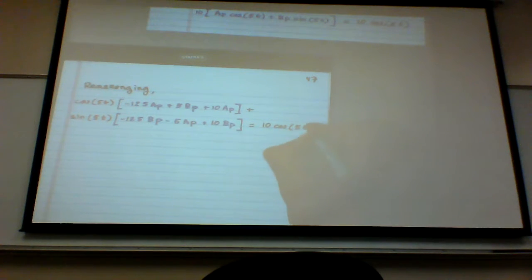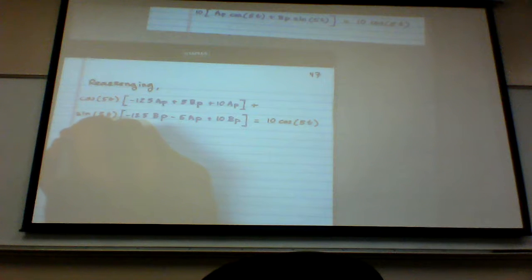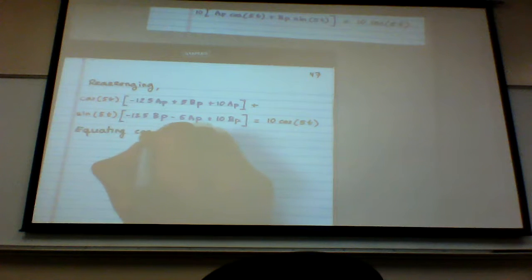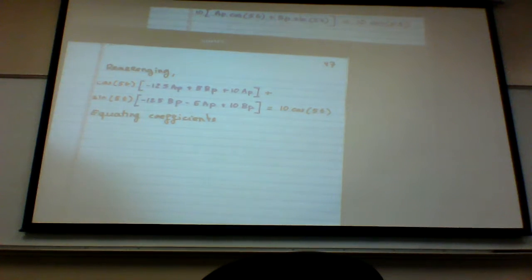cosine 5t. So we do equating coefficients. What do we get? Minus 124. Maybe we can add them together. So minus, sorry. How many BPs do we have? Minus 115 AP plus 5 BP will be equal to what? 10. This 10 over here.